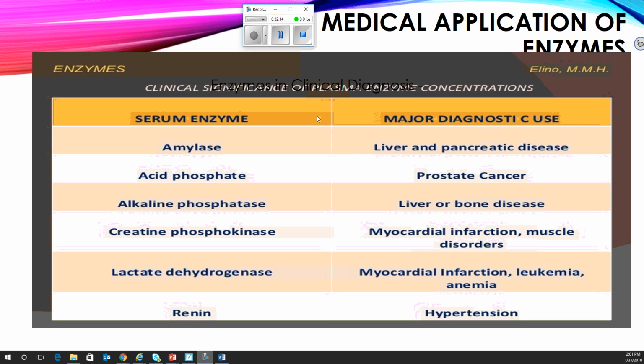Okay, so let's look at enzymes and clinical diagnosis. Amylase is the major diagnostic that we use for liver and pancreatic disease. We look at how much amylase they have. For prostate cancer, acid phosphatase. For liver and bone disease, we look at alkaline phosphatase. For muscle disorders and myocardial infarctions, creatine phosphokinase. And you can just go down. For hypertension, renin is often what they use to diagnose that.